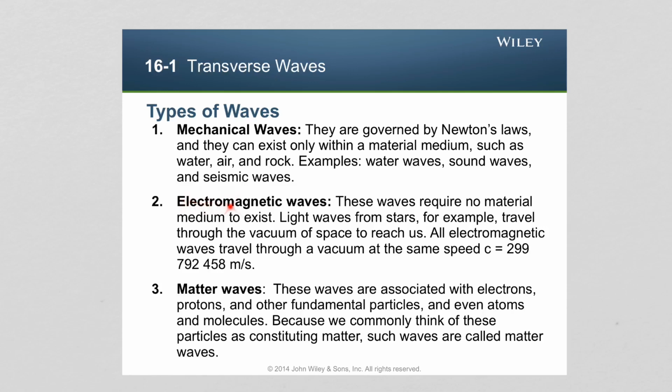Then we have electromagnetic waves. These waves do not require a medium for propagation. The most common example of such a wave is visible light, but we also have UV, infrared, radio, TV, gamma, X-rays, and so on and so forth. Those waves propagate with the same speed in vacuum, and that is the speed of light.